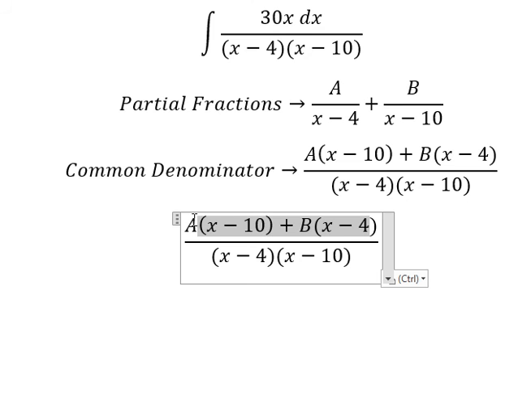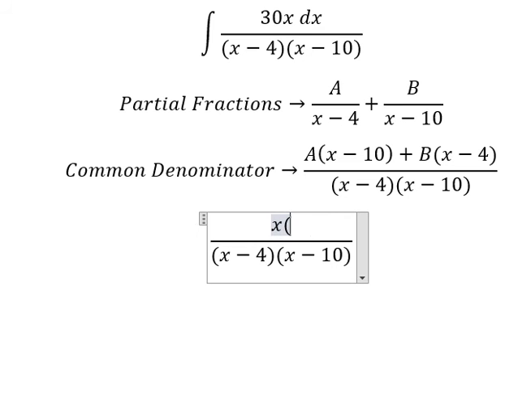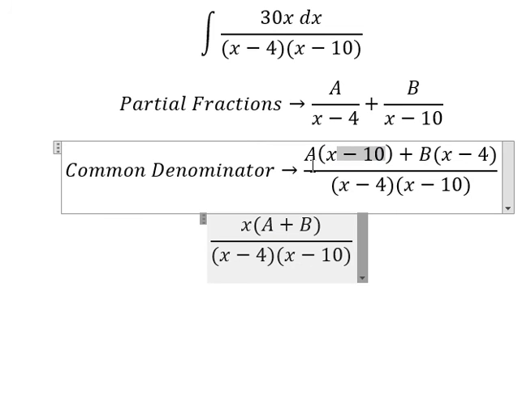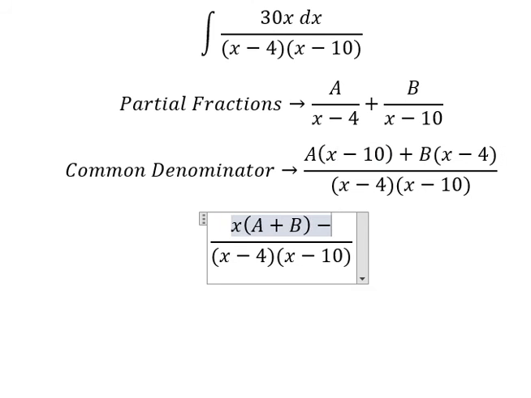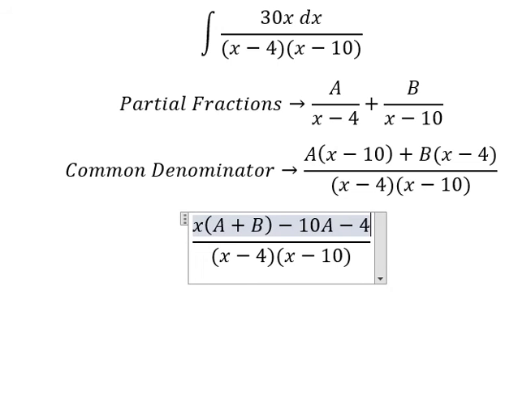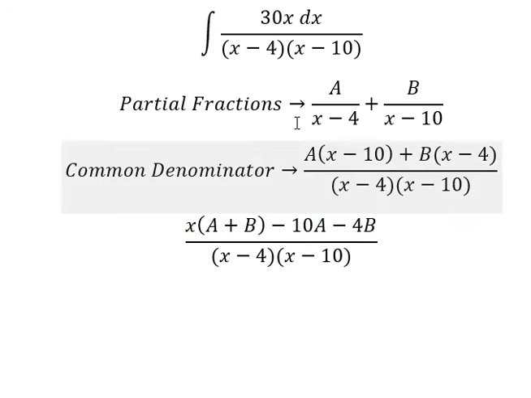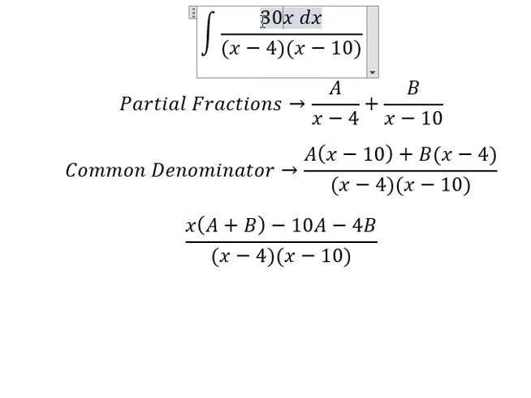Now we need to arrange based on the term of s. For s, we have a plus b. For the number, we have negative 10 multiplied by a and negative 4b. So we just have only 30s. We have s in here. So a plus b equals 30. Because we don't have the number in here, this one equals 0.